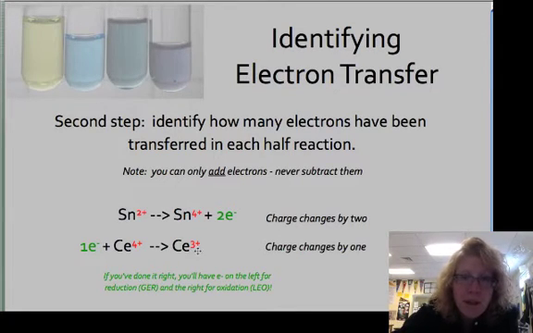So in the bottom one, you can see in the cerium equation, the charge is only changed by 1 from a 4 plus to a 3 plus. So I add that electron on the more positive side, and it's just 1 electron.